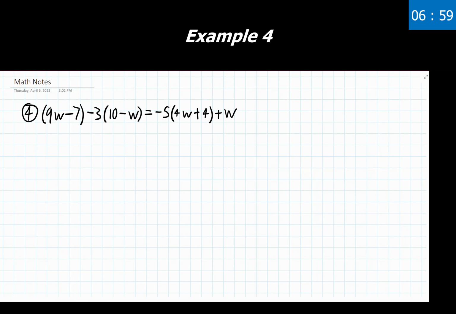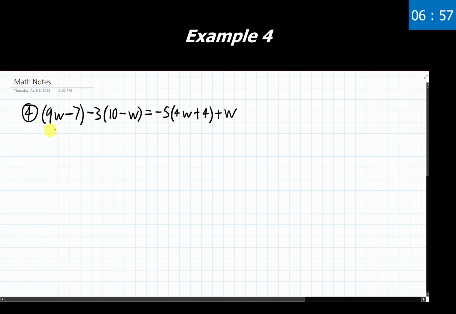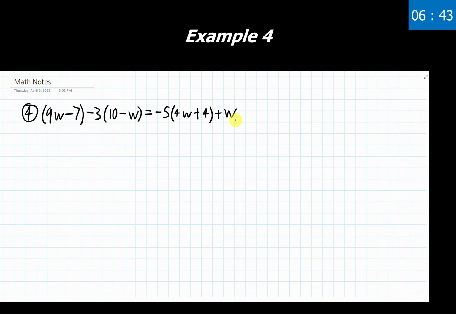Alrighty, everything's been building up. Here we are at example 4, and look at this mess of stuff that's been given to us. It's problems like this that I really recommend we lean on the second step in our process, simplifying both sides of this equation individually.